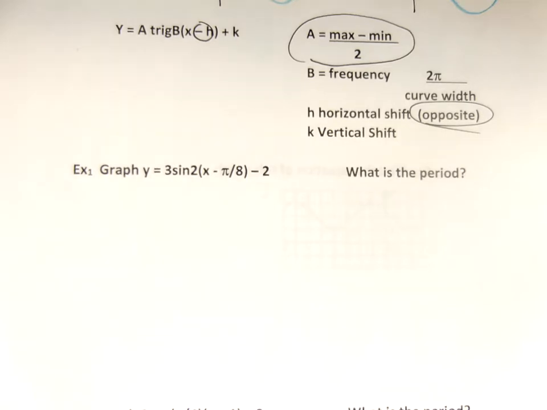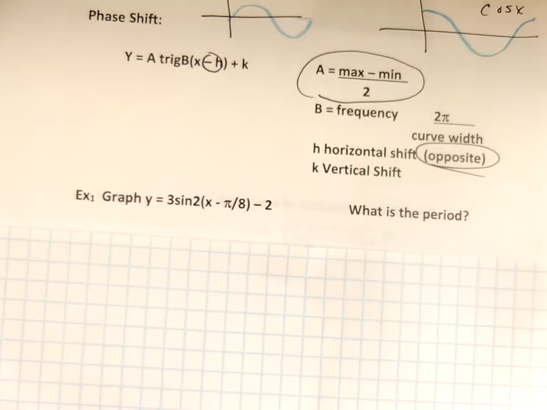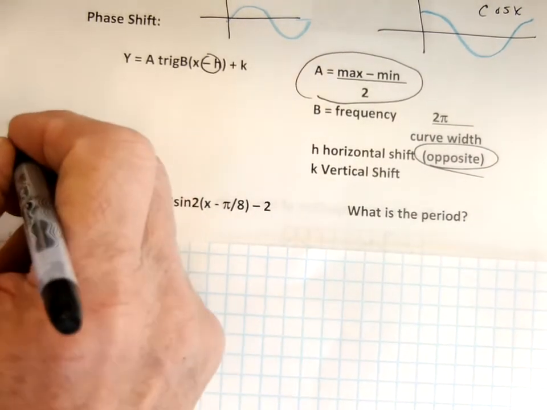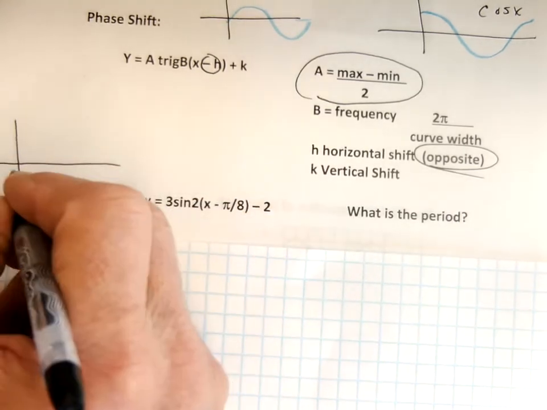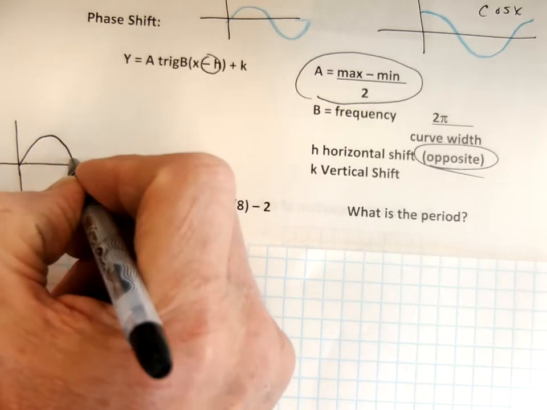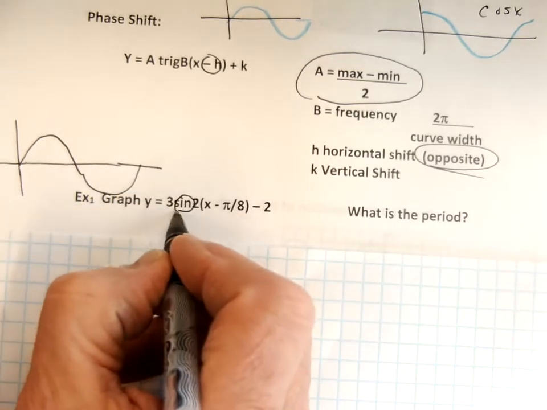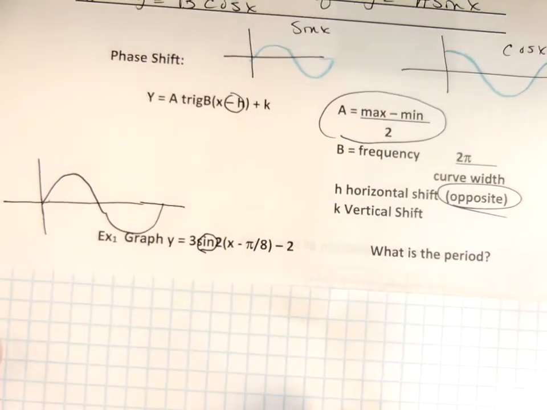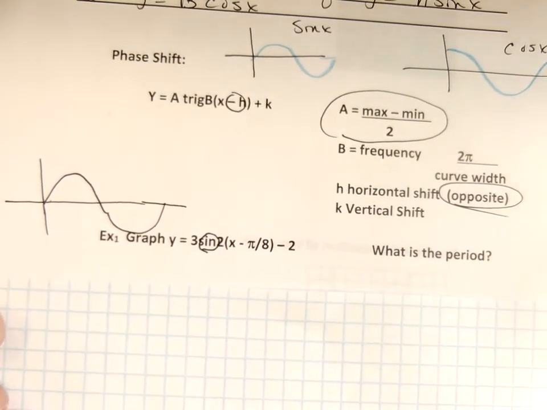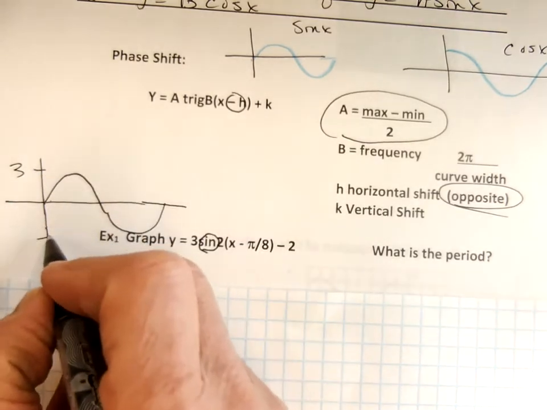So if I take a look at example 1, I do a couple of things. First of all, I know what the sine looks like, so before anything, the first thing I'm going to do is graph this. I know that's my sine. My sine curve is my roller coaster, right? I know I'm going to go from 3 to negative 3.